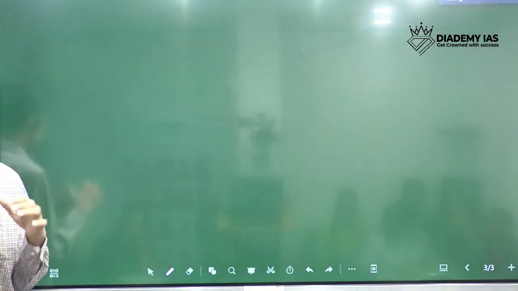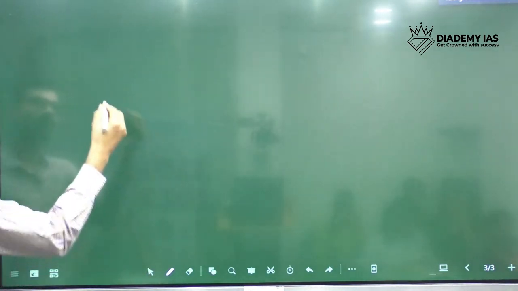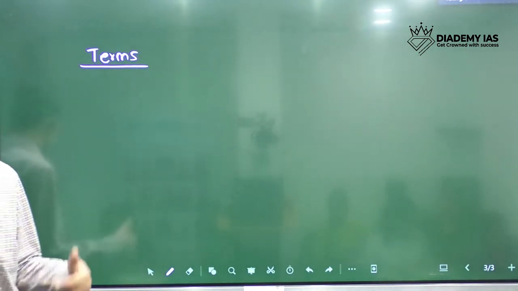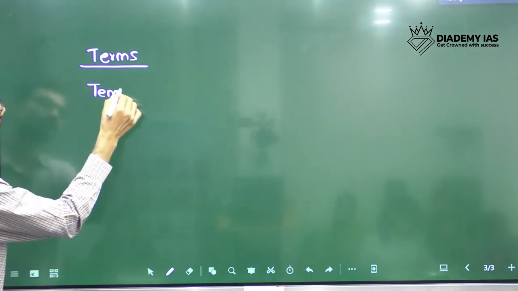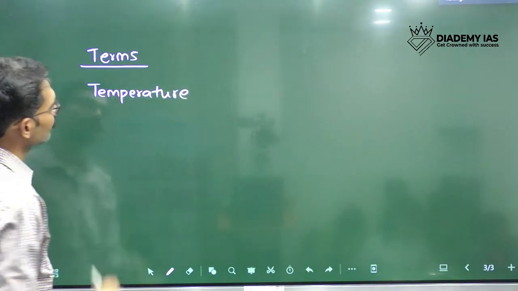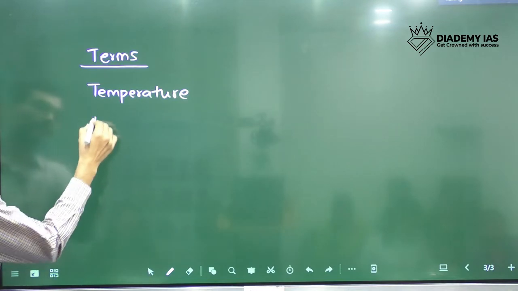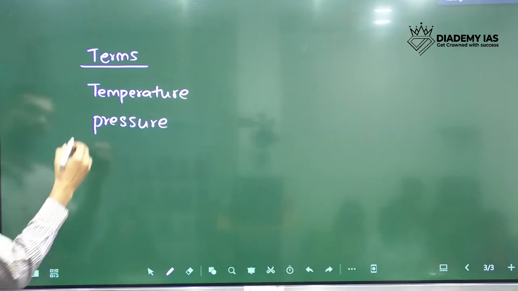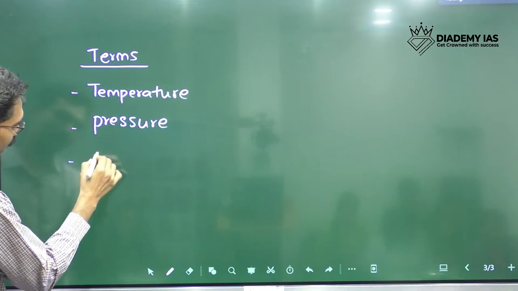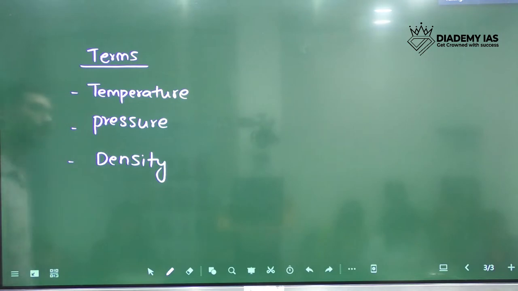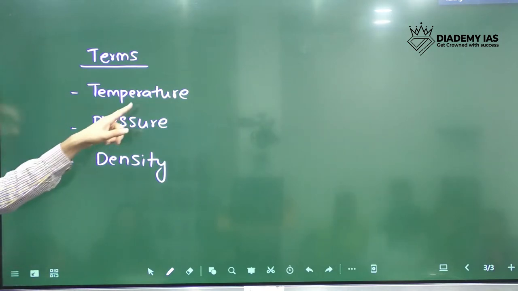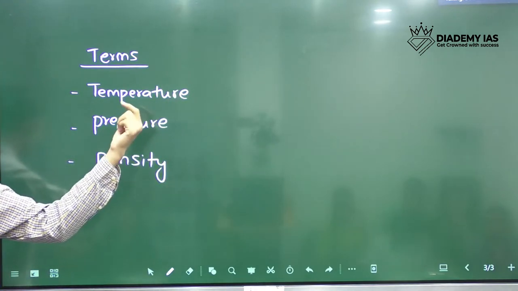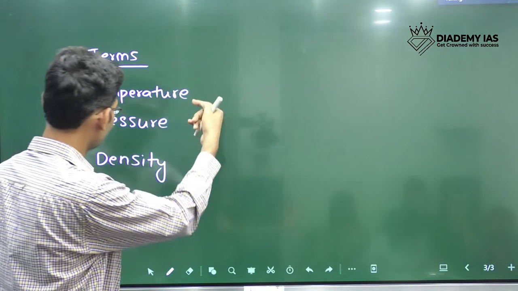Now in order to understand this, we are going to get so many terms in geography. These are very important when we understand physical geography. So first one is temperature. Second one is pressure. Then there is a term called density. These terms we often get in geography. Unless we get some idea about this, it becomes difficult to understand physical geography. This is where MCQs will give you confusion in the statements. So temperature, pressure, density.